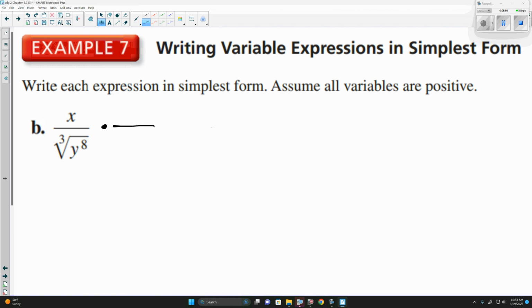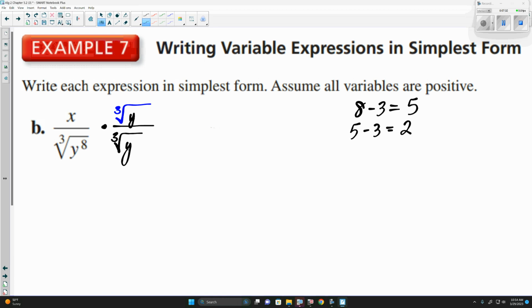But we can't just simplify as it is, because I can't take an even group of 3 away from 8. If we tried this here, 8 minus 3 is 5. 5 minus 3 is 2. We can't take another group of 3 away from it. So we need to multiply the top and bottom of this by the cubed root of y to some power.